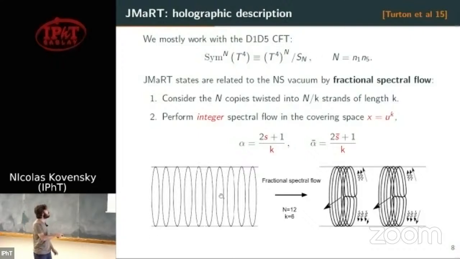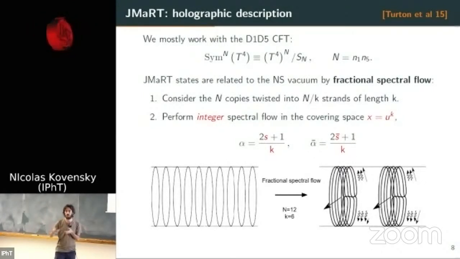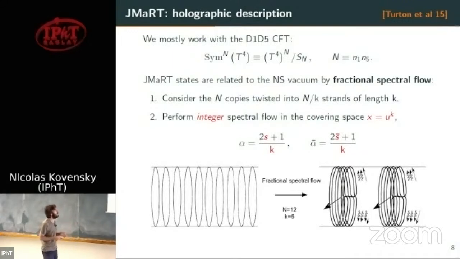And what you do when you do fractional spectral flow is, first of all, you go to n over k copies of k-twisted strands. So strands where you twist k copies of the theories together. You do that for the full set of copies you have. You take those in groups of k. And then in these k-twisted sectors, you perform the usual spectral flow operation. In terms of the covering space, it's the usual spectral flow in terms of the covering space coordinate. You get to the states that are dual to the geometries I was describing. And these parameters k, s, and s bar that define the geometry are exactly what tells you how much spectral flow you need to do. Okay.